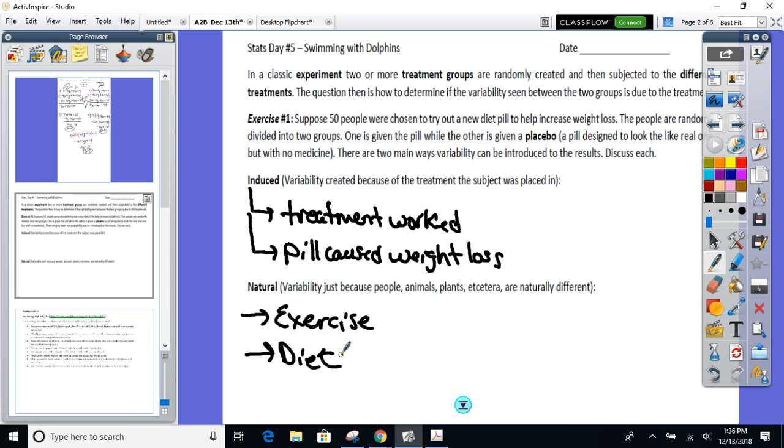One more I put up in there. Anybody want to say anything else before I throw my suggestion up? Metabolism. Maybe they got better metabolism and it wasn't because of the pill. Okay, so just don't think because that group lost weight, it's because of the pill. It could be for other factors. And that's what we're going to test over the next 3 days is it because of the treatment or other random ways?